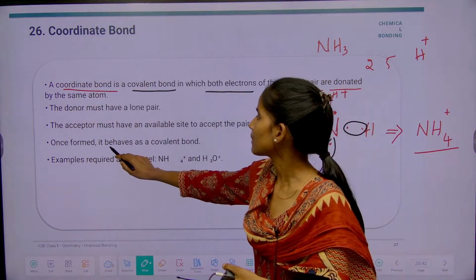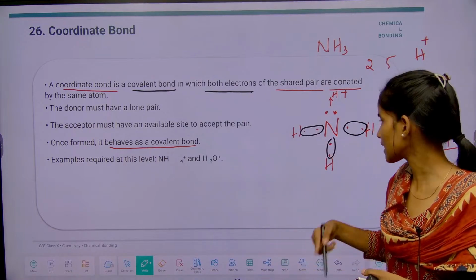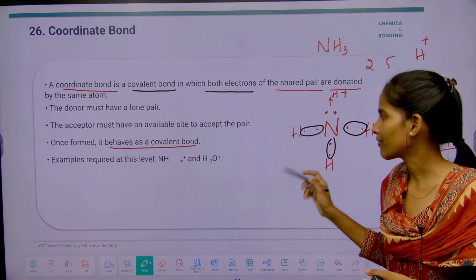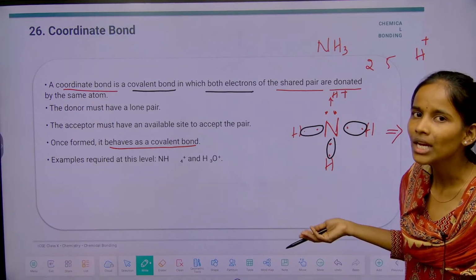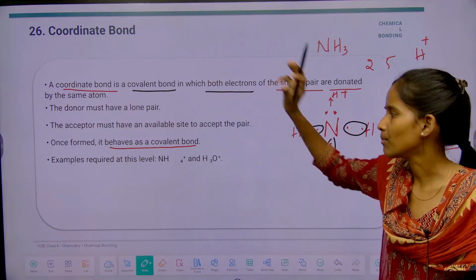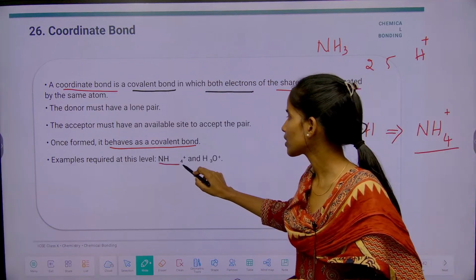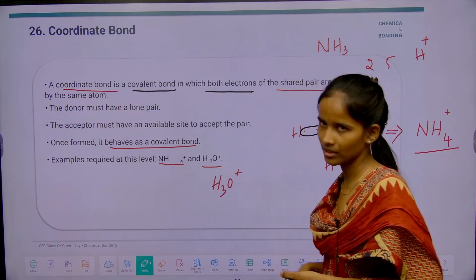Once formed, it behaves as a covalent bond. Because in the sharing of electrons, what is happening? Only one atom is donating. Once the coordinate bond is formed, it behaves like a covalent bond. So we are calling it a coordinate covalent bond. Examples are NH4 plus and another example is H3O plus.